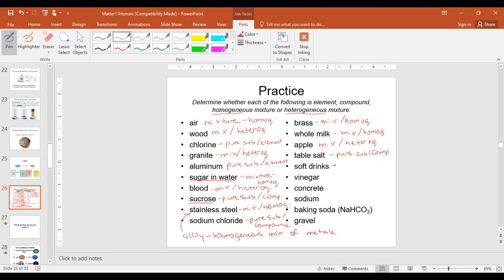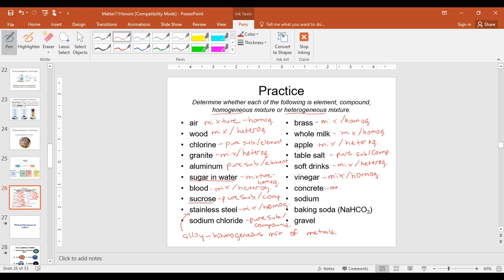Soft drinks, you have the carbonation, you have the sugar, you have the syrup. That's going to be heterogeneous. Because you think about the bubbles and everything, there's different parts to it. You see different phases. Vinegar is going to be a mix. And we did this in the slides. That's going to be homogeneous.